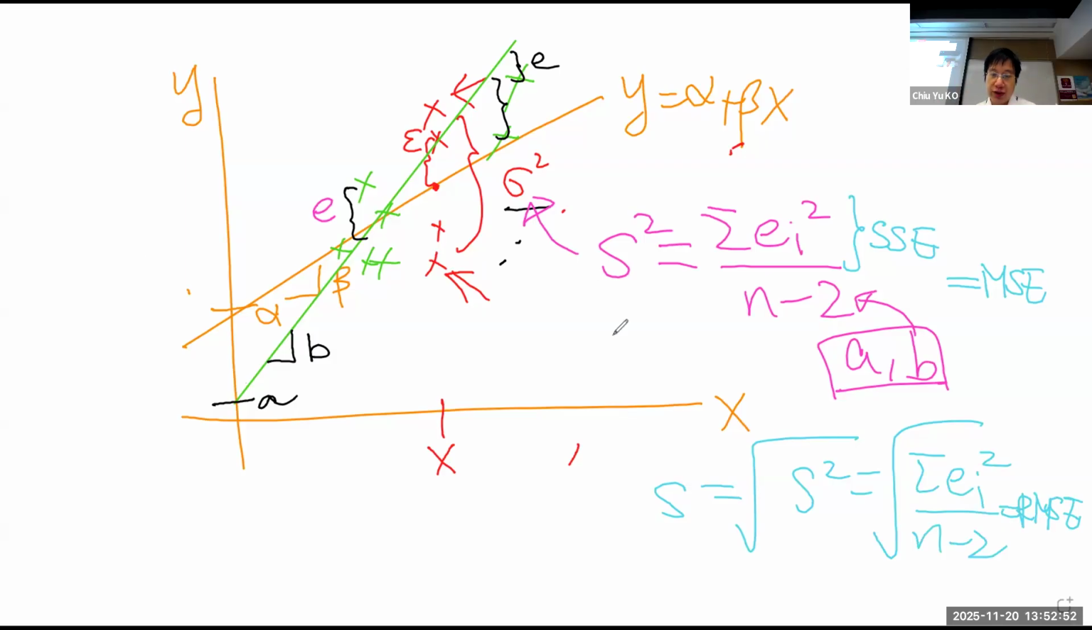Once we have the guess of sigma square, then we can do hypothesis testing and interval estimates for the B, because A and B are random variables related to sigma square. If you're willing to assume that this epsilon follows a normal distribution, A and B also follow a normal distribution. If I know something is normal, I can do the standard one sample test, test whether it's 0 or not, and draw an interval estimate. That's what we did in the last class.